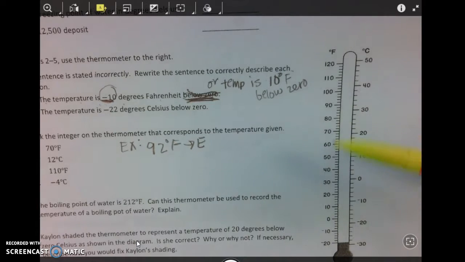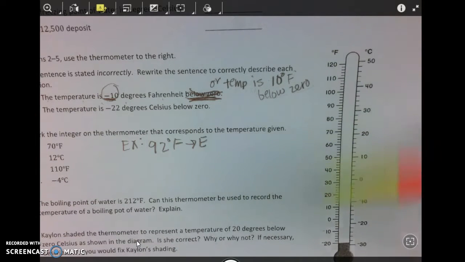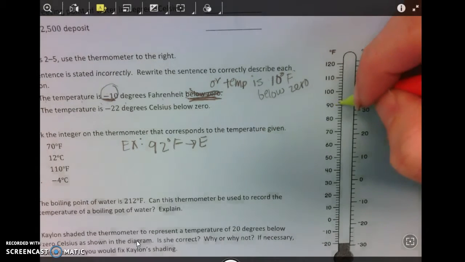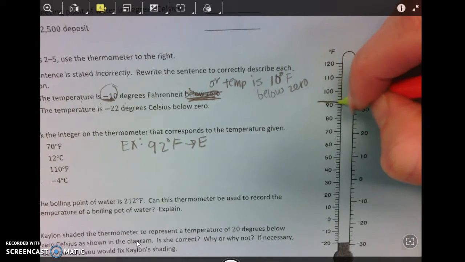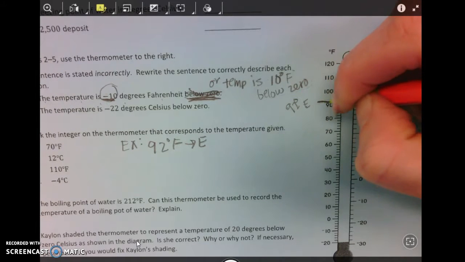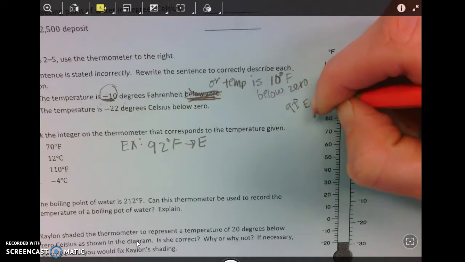What I would do is I would come over to my thermometer here. I see that it's Fahrenheit, so I know I'm using this vertical number line. I need to go to 90. Where would 92 be? I have to figure out my scale. 92, 94, 96, 98, 100. So 92 would be right here. So I would mark that with an E or with 92 degrees, just kind of like a little line that says, here it is.